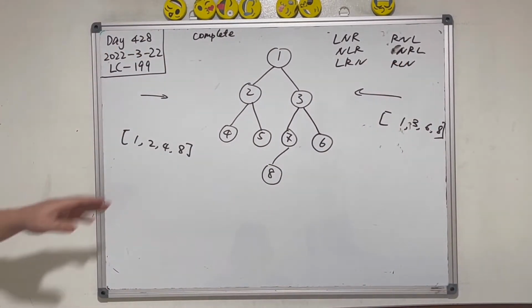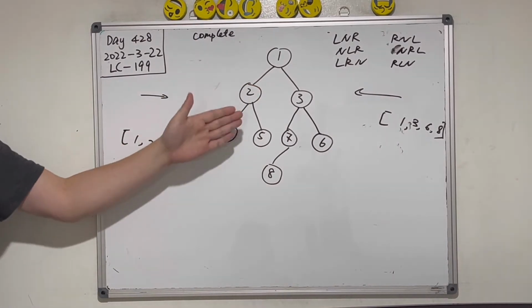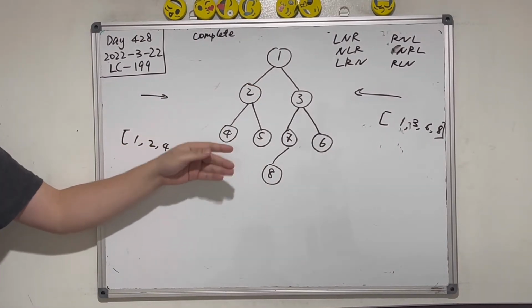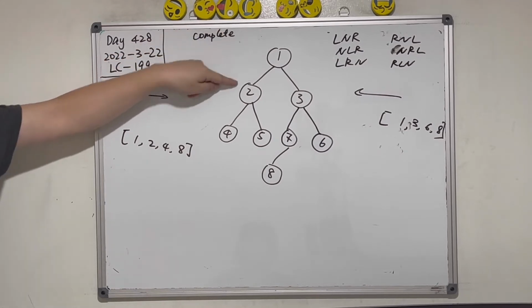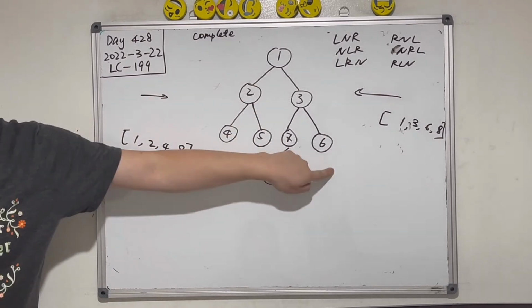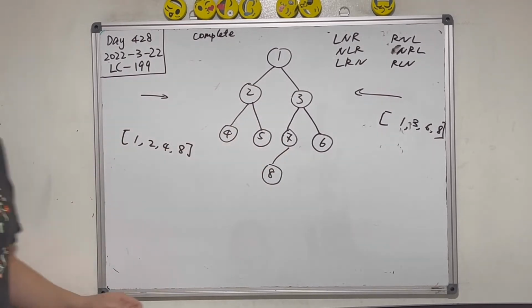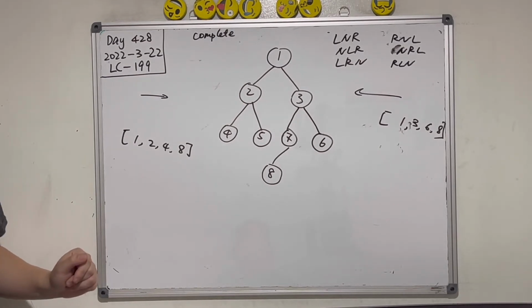Okay, so if we do this depth search with recursion, what do we get? Pre-order: 1, 2, 4, 5, 3, 7, 8, 6. How about the post order?